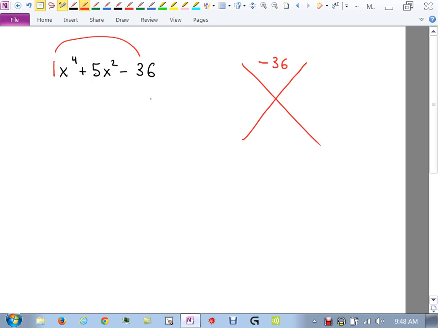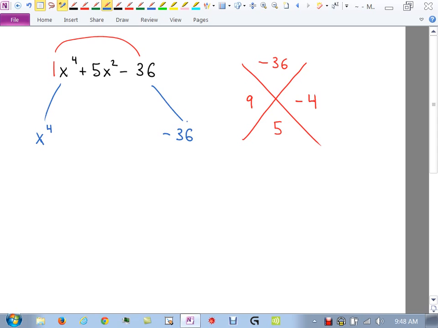Okay, and then we take the number in the middle, which is 5. You work with those numbers, you come up with what? 9 and negative 4. Agreed? Okay, now we do our grouping part. So we bring the 2 ends down, right? X to the 4th, and then on the other end, minus 36.